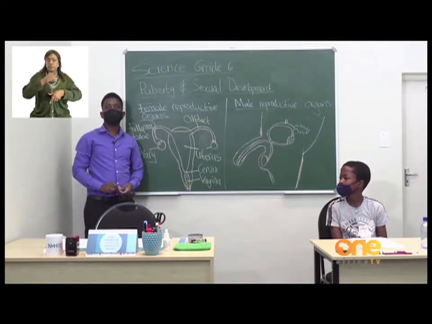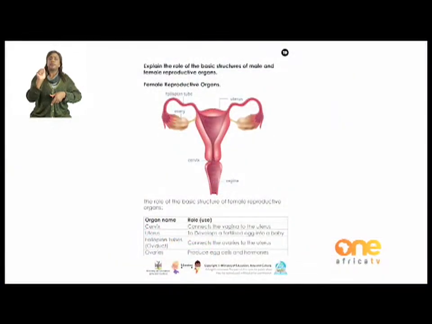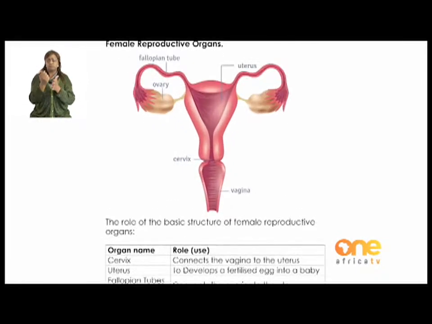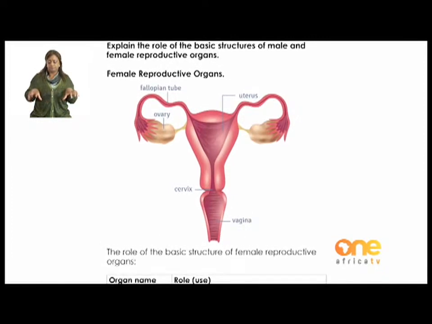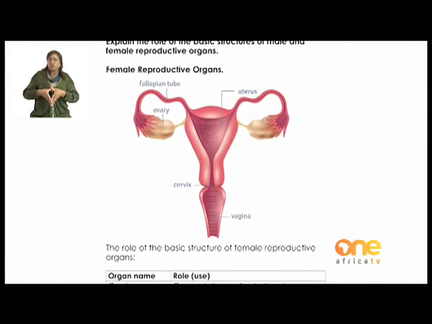Let us turn back to page 19 and look at our clear diagram. Now on the diagram you can see the labeled structures of the female reproductive organs. You are expected to be able to identify these structures and label these structures. The role of the basic structures of female reproductive organs. Let us discuss what is it that they do.